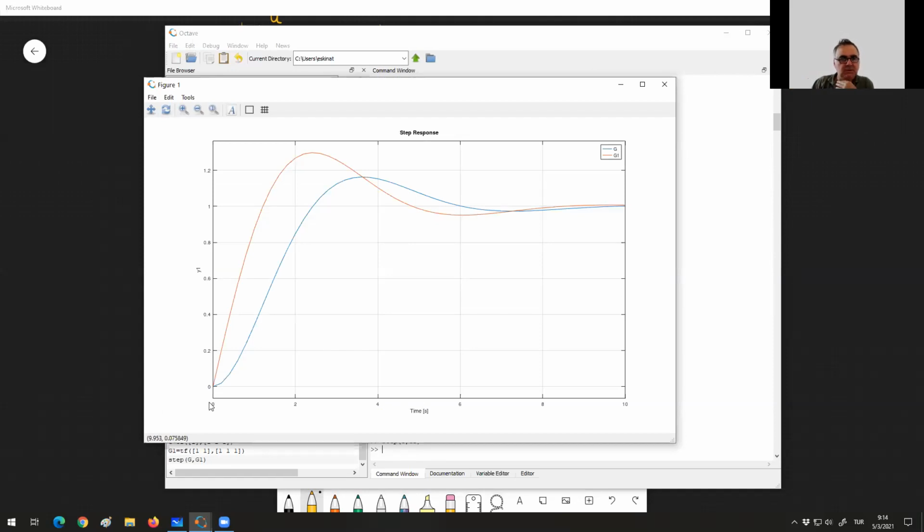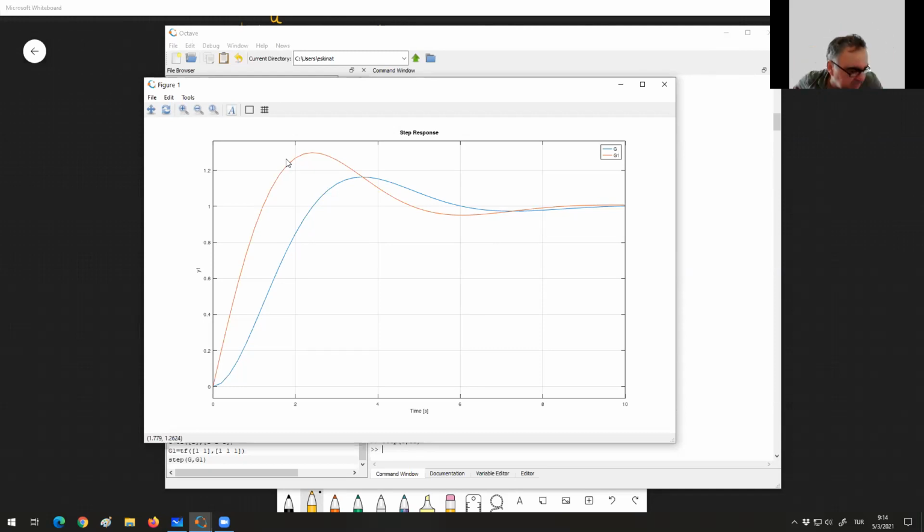So as you see, I think yes, G is the one without the zeros. The blue one is without the zero, and G1 is with the zero. And you see that it has a drastic influence on the system response. Well, not drastic, but it has an influence. It's not the same response anymore. The steady state is somehow the same here, but the response is different.